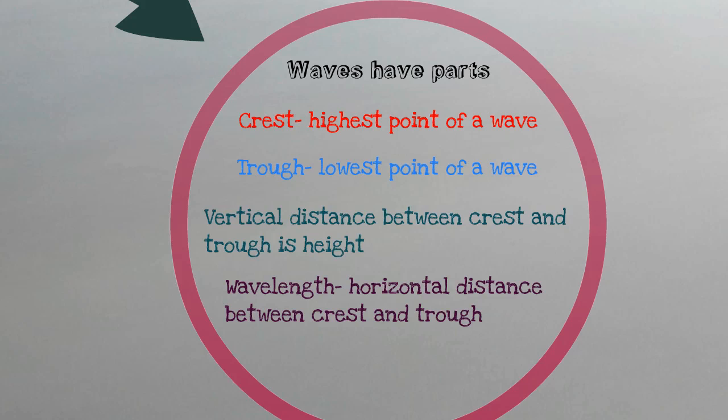So if we want to break waves down and analyze them, they've got some technical names. Crest is the top of the wave. Trough is the low point, the bottom of the wave. The vertical distance between the crest and the trough is known as its height. Obviously, if you're measuring from the top to the bottom, that would give you height. And then the last one's wavelength. Wavelength is the horizontal distance between crests. If you measured from the top of one wave to the top of the next wave, that would give you the wavelength. Or if you measured from the bottom of one wave to the bottom of the next wave, that would also give you the wavelength.